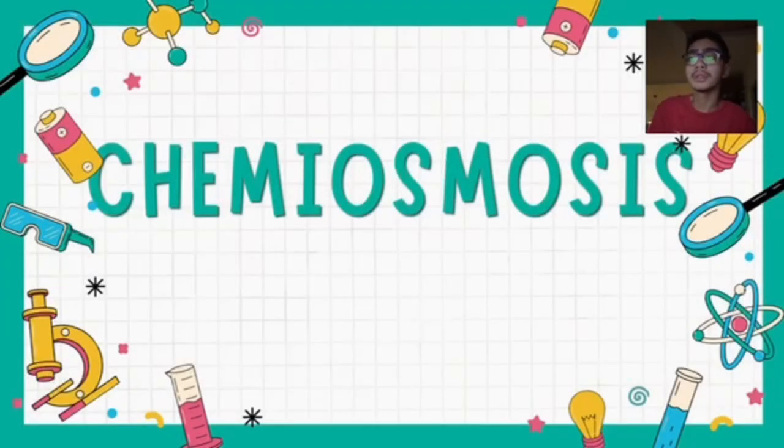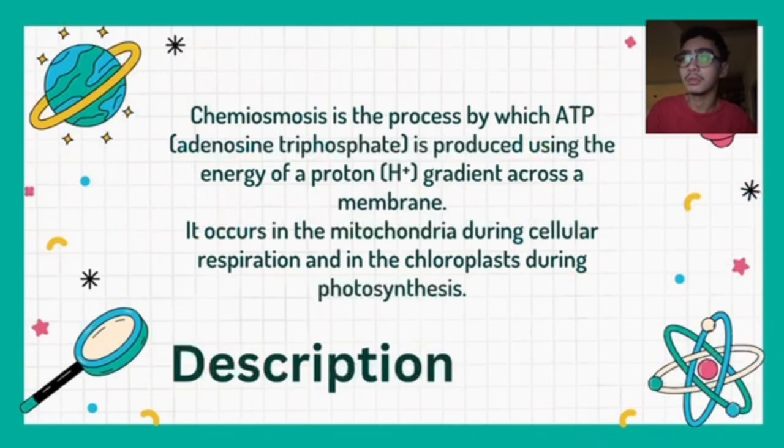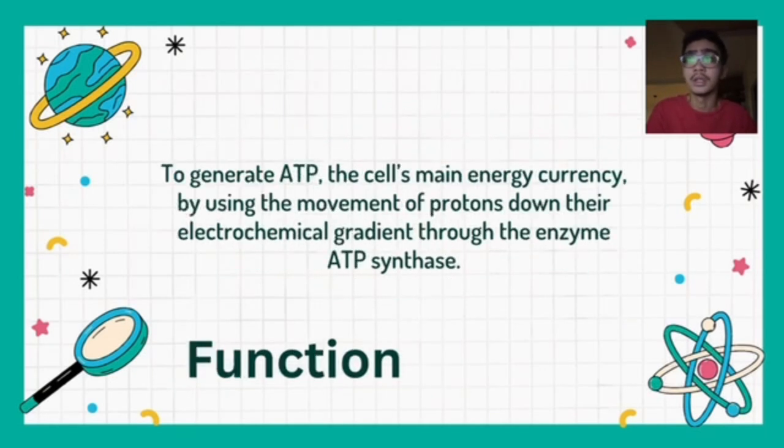Okay, chemiosmosis. What is it? This is the process by which ATP is produced using the energy of a proton gradient across a membrane. It occurs in the mitochondria during cellular respiration and in the chloroplast during photosynthesis. Its function is to generate ATP, the cell's main energy currency, by using the movement of protons down their electrochemical gradient through the enzyme ATP synthase.